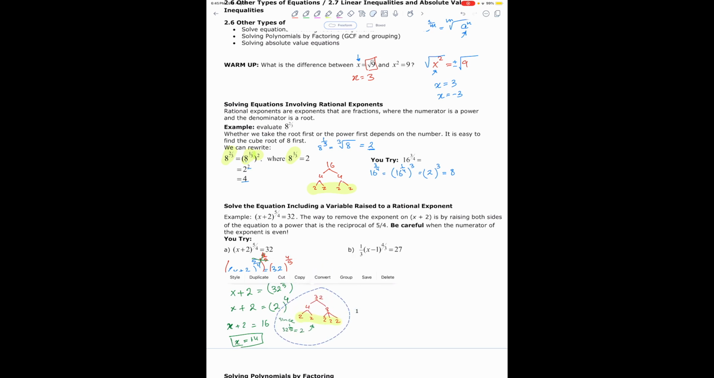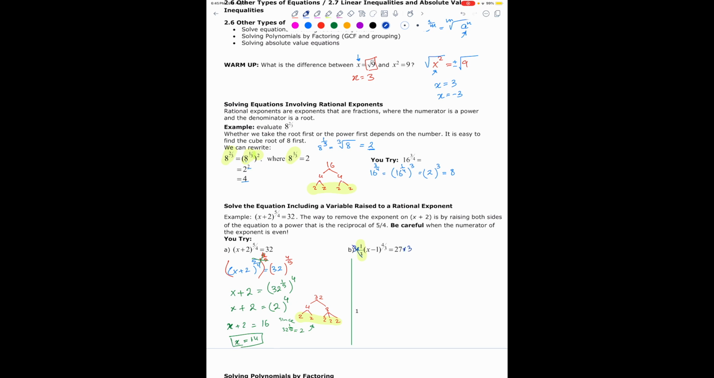Then move it. The other one, part B, we have 1/3 times x minus 1 raised to the 4 over 3 equals 27. So the first step we're going to do, I would like to get rid of 1/3. It's going to bother me if I take a power for both sides. It's going to cause trouble. So I'm going to get rid of that 3 first, and then I will get rid of the exponent that is irrational. So in order to get rid of 3, I will multiply both sides by 3.